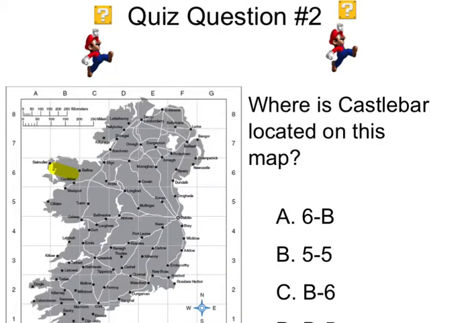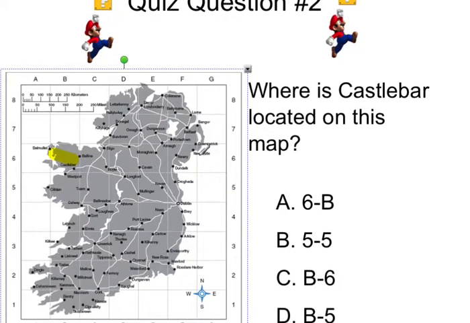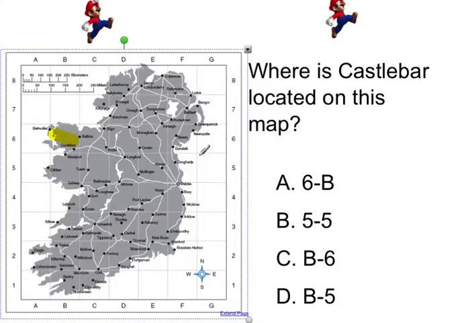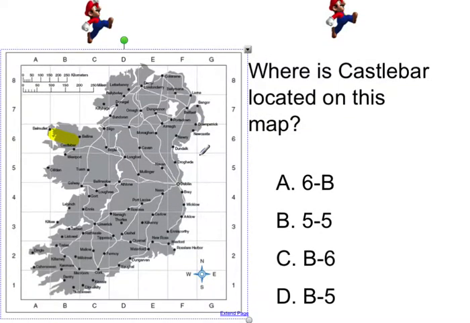All right, now we're going to go right to quiz question number 2 here. Quiz question number 2 says, where is Castlebar located on this map? And we gave you a little bit of help to show you that Castlebar is over in this yellow shaded area over here where I just made a mark. But you need to find the correct coordinate points on the grid for Castlebar. Go ahead and pause and answer this question.